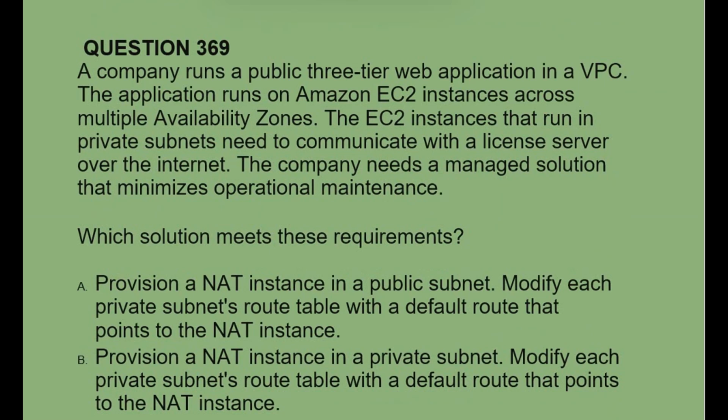Question is, a company runs a public three-tier web application in a VPC. The application runs on Amazon EC2 instances across multiple Availability Zones. The EC2 instances that run in private subnets need to communicate with a licensed server over the Internet. The company needs a managed solution that minimizes operational maintenance. Which solution meets these requirements?